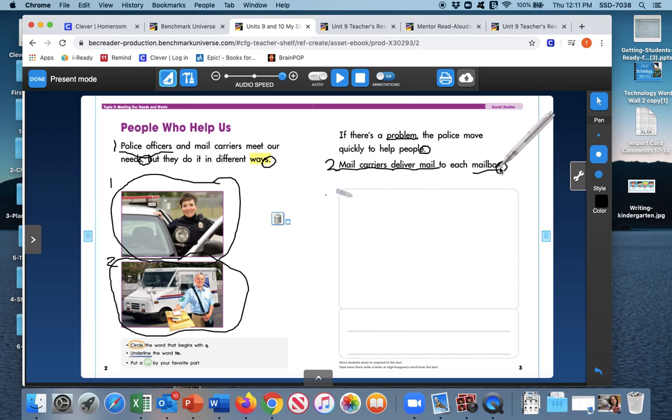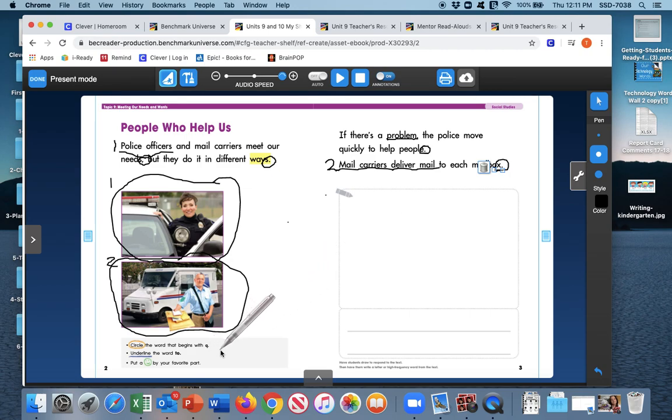Now I accidentally covered up something. I think I'm going to grab my eraser and see if I can erase this. Okay. All right. What I was focusing on now is the letter X in mailbox. And later in our phonics, you are going to be learning about the letter X today. So I just wanted to circle that for you. It's not very often we see X in words.